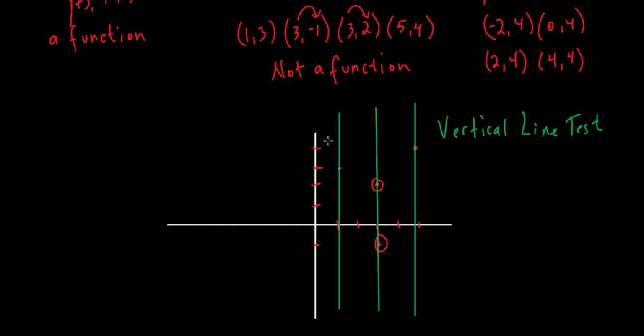I could have a slanted line that goes through here. You with me? But that doesn't mean it's not a function, okay? The line has to be vertical. All right, so let's do another.